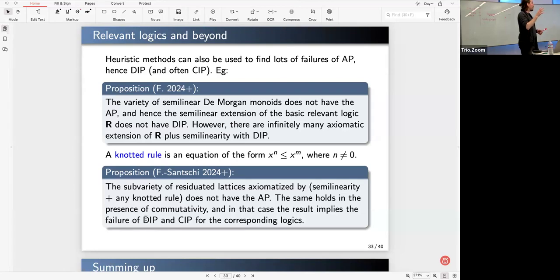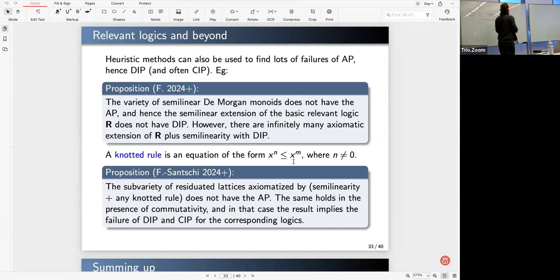Integrality, what they have, for example, this is just one knotted rule. A knotted rule is a rule of the form x^n ≤ x^m, where n is not equal to m. So if you take such an axiom and add it to semilinear residuated lattices for any n and m, it will always fail to have the amalgamation property. And you can just get small finite counterexamples that show this. If you're good at programming computers, you can probably catalog these up to some size.